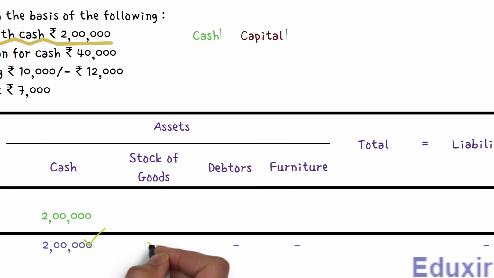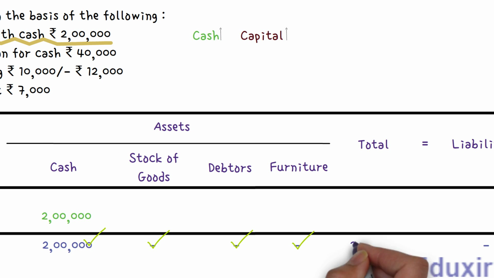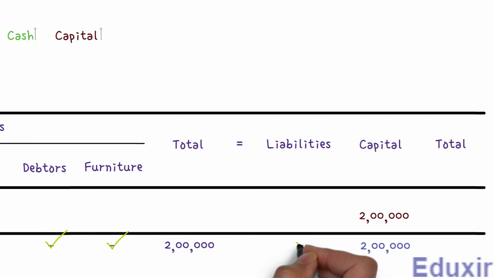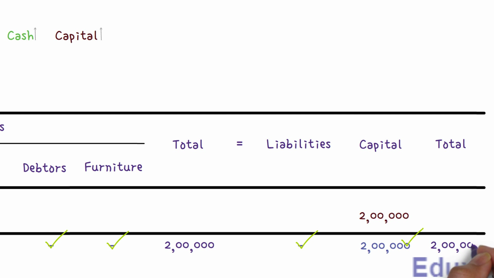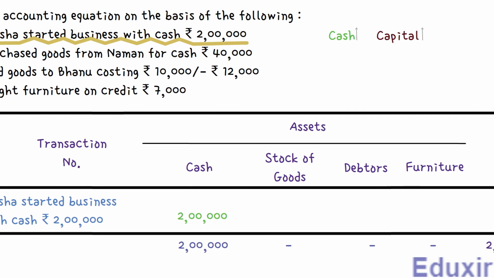Now the total of all the assets available with the business is 2 lakh rupees. Similarly, the total of liabilities and capital is also 2 lakh rupees. So the left hand side total is equal to the right hand side total. With that, we have recorded the first transaction in the accounting equation table. Let us now proceed with the analysis of the second transaction.